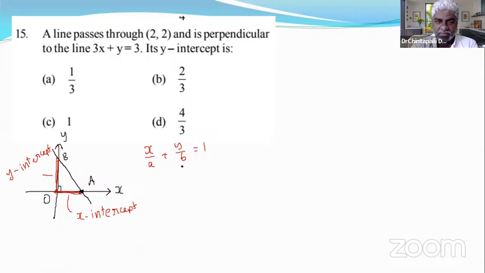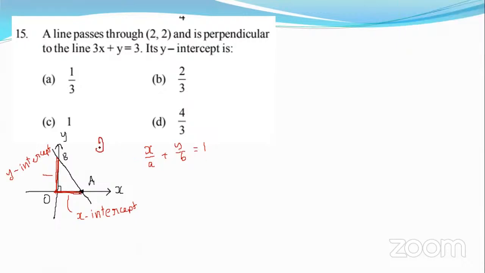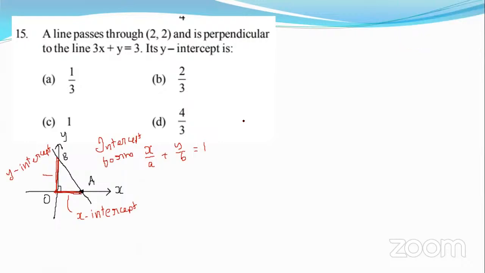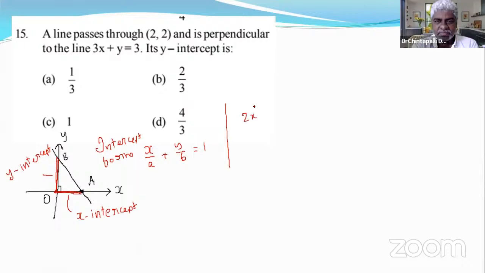This is called intercept form. For example, 2x plus 3y minus 6 is equal to 0 is the given line.